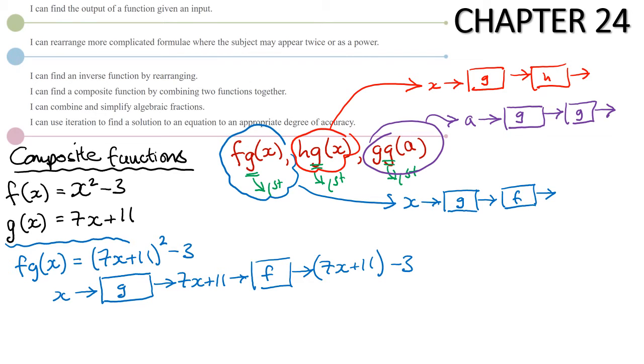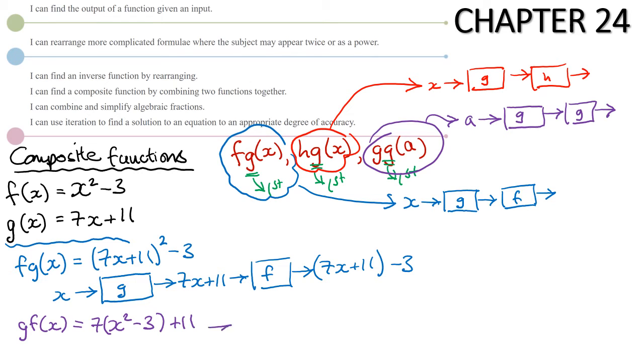Okay, what if the question said to work out this? g f of x. Right, so this means that we start with f, which is x squared minus 3. That goes into function g. Now what does function g do? 7 times the input plus 11. So 7 times this input plus 11.